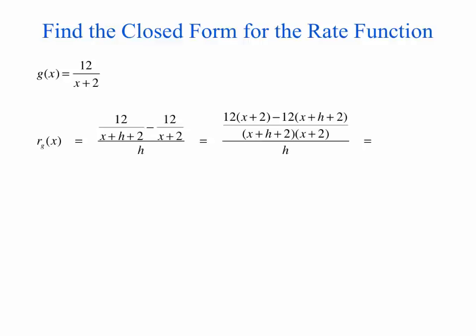So now, what can we do? We're just going to look at the numerator of the numerator. There's a fraction in the numerator here. We're going to look at that numerator, just expand and subtract. All we get in the numerator when we're left is negative 12h. Do you see that? There's a 12x and a negative 12x. There's a 24 and a negative 24. And then all that's left is negative 12h. That should be negative.